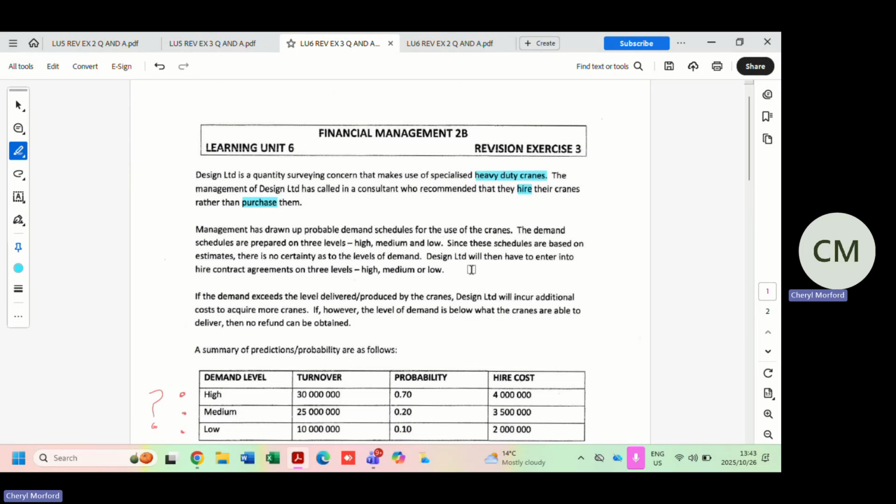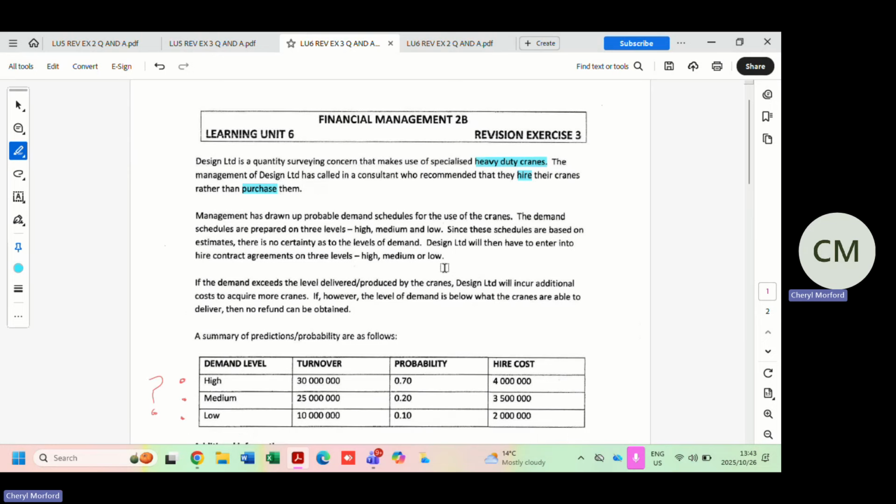So we have various schedules here, various options with demand. As we said, it can be high, medium, or low. So now based on that, the business has got to decide what size crane to hire. A big one, a medium one, or a small one. And obviously the size of the machinery must match up to the demand level. So we're going to have several scenarios.